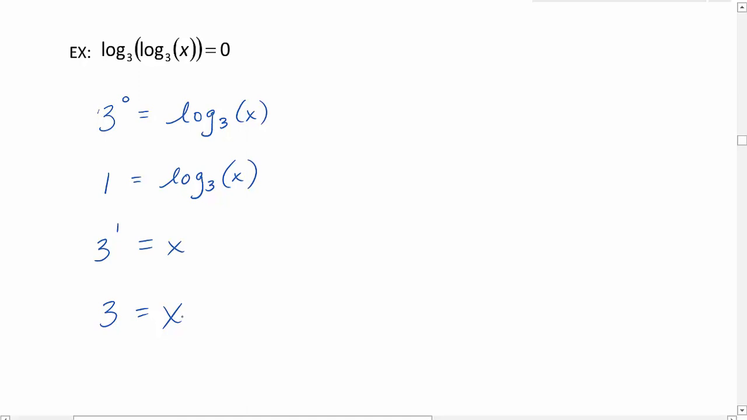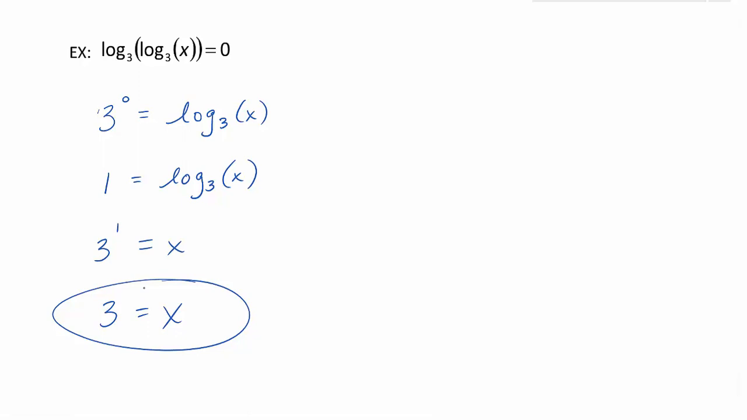As long as our solution checks out in our original equation, we're done. Plugging 3 into our original equation in the argument, we definitely get a positive answer. We get a solution of x equals 3. So although this equation looked pretty scary from the beginning, it was probably the simplest of all the ones that we did. Step back, think, see the bigger picture, and apply the properties.